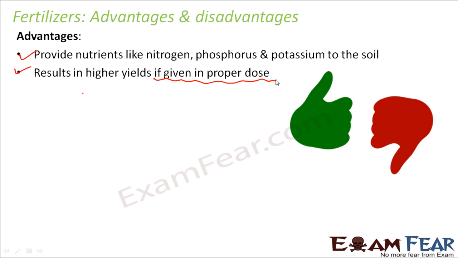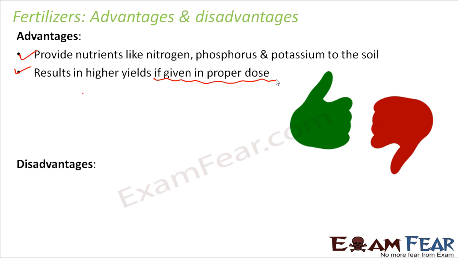Now, sometimes people think that if I give more fertilizer, the productivity will be more, the yield will be more. So sometimes people start applying fertilizer in excess quantities. So in that case, what will happen? Will the yield increase? No, not really. Because the yield is going to increase only up to a certain limit. If you start applying the fertilizer in excess amount, it might have an adverse effect on the crop yield. So if given in proper dose, it will result in more crop production, and obviously it will increase the nutrient quantity of the soil.